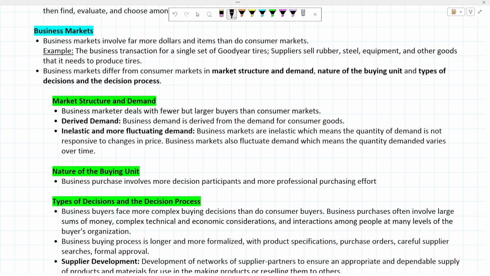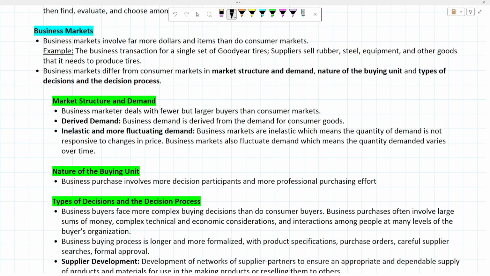These are derived. Derived demand means that business demand is derived from the demand for consumer goods. So if consumers really like a certain product, then the business will demand more of that product. Inelastic and more fluctuating demand. So business markets are inelastic, which means the quantity of demand is not responsive to changes in price. Business markets also fluctuate demand, which means the quantity demanded varies over time.